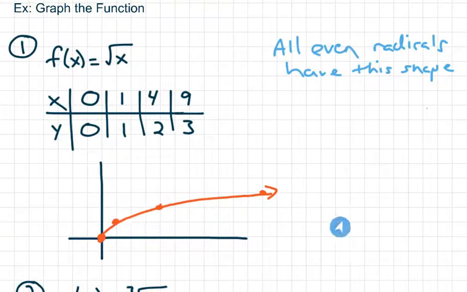Now, how flat it is depends on if it's a square root or a fourth root or whatever. But all even radicals are going to have this shape. So that's one little bullet point to make off to the side. The next one, we need to talk about the domain and range.